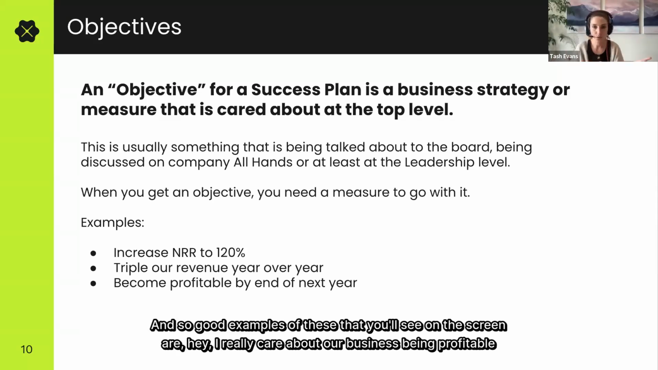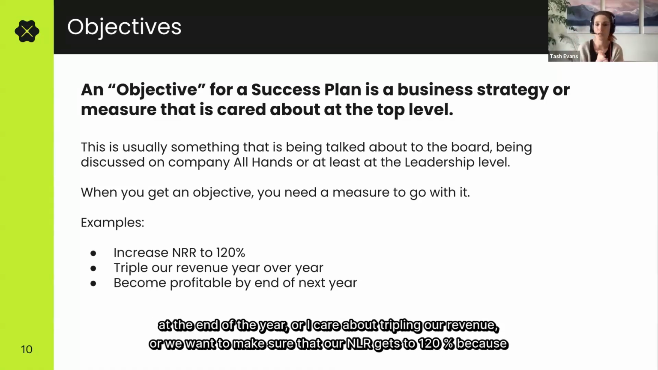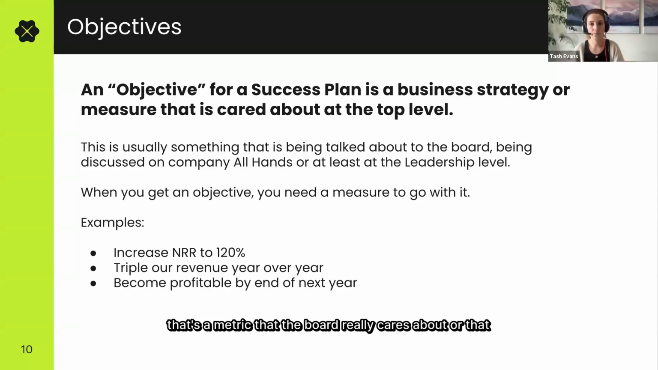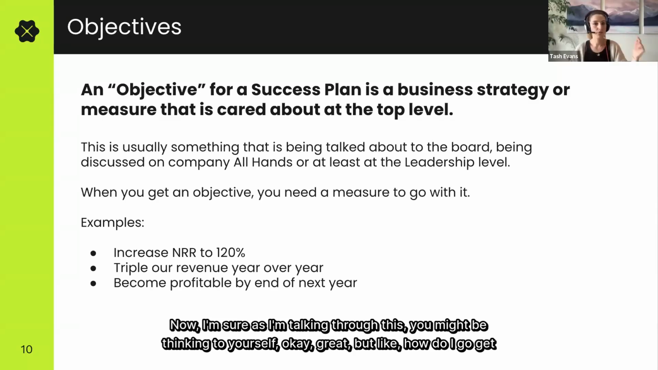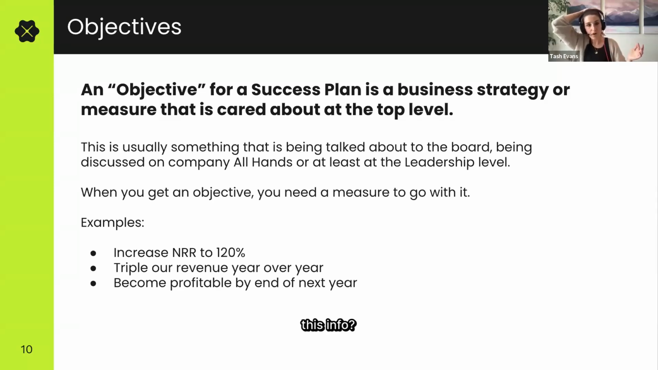And so good examples of these that you'll see on the screen are, hey, I really care about our business being profitable at the end of the year, or I care about tripling our revenue, or we want to make sure that our NRR gets to 120% because that's a metric that the board really cares about, or that the ELT really cares about for the next fundraise. This is something that they care about at the top level. Now, I'm sure as I'm talking through this, you might be thinking to yourself, okay, Tash, great, but how do I go get this info?